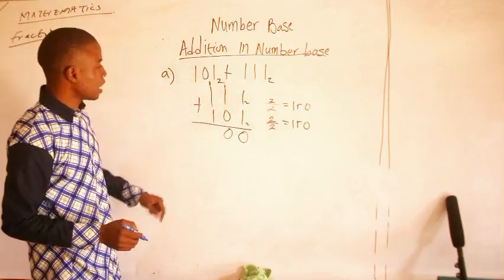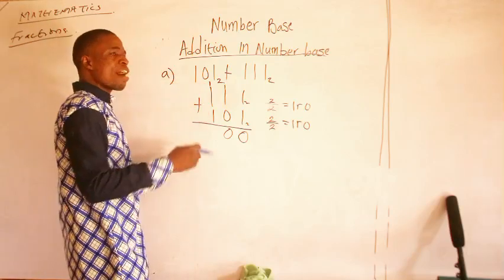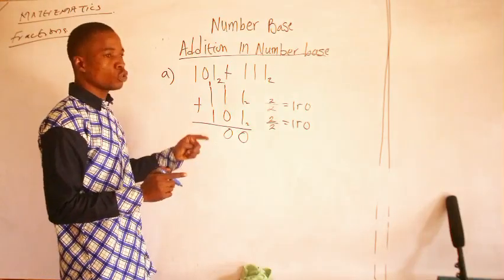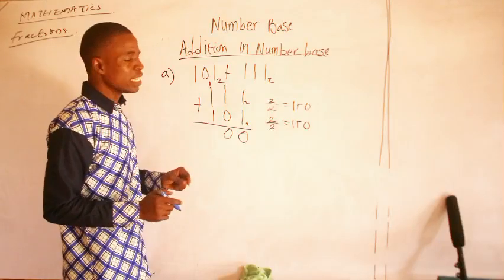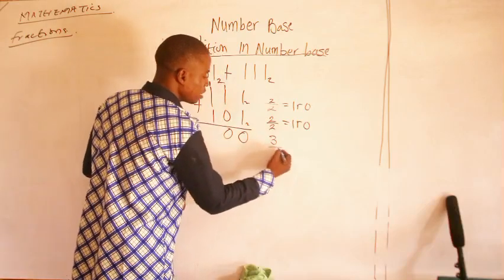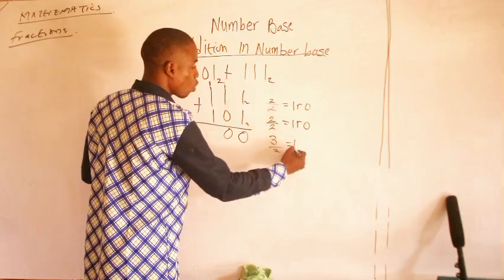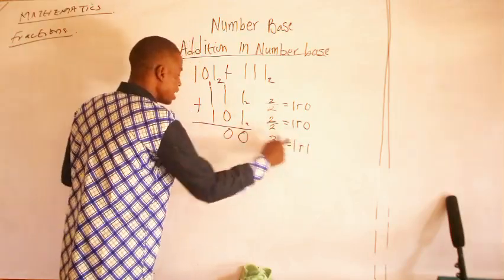It will now be 1 plus 1 plus 1, which makes 3. That is above the base. I've told you several times that when it is above the base, you need to divide by the base. 3 divided by 2 is 1, with remainder 1. You write the remainder here.